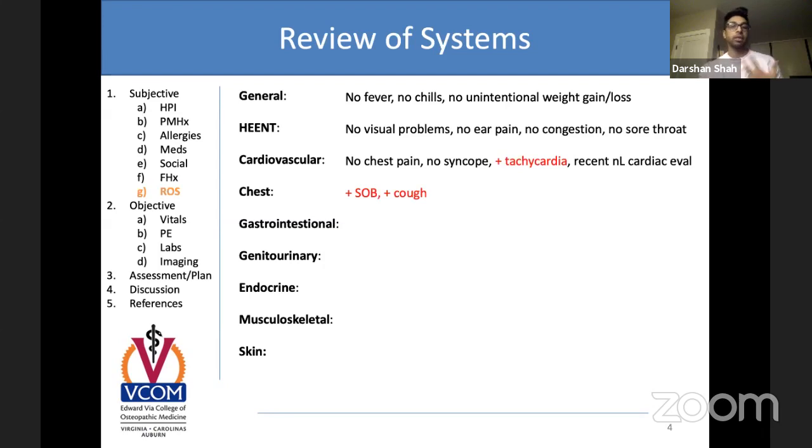Chest, shortness of breath, as well as a cough, no nausea, no vomiting, no diarrhea, no gross hematuria, so he's not peeing out any blood, but he is complaining of having trouble urinating. Endocrine, he is having dry eyes. Musculoskeletal, of course, the joint pain and the muscle weakness. And then skin, we know that he has a rash on his arms.